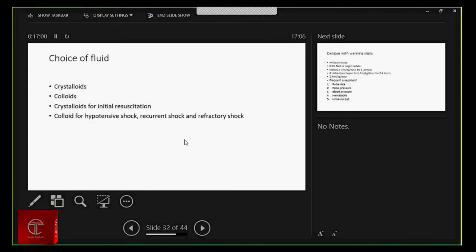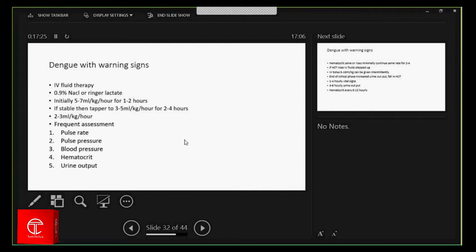So from the fluids point of view, they are getting admitted. The choice of fluids for dengue would be crystalloids and colloids, so normal saline. Colloids would be blood products, crystalloids for initial resuscitation. So colloids like blood products, FFP, you need to give for hypotensive shock, recurrent shock, and refractory shock.